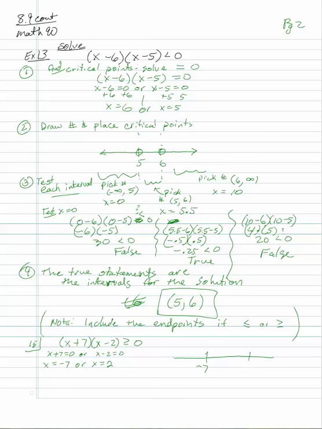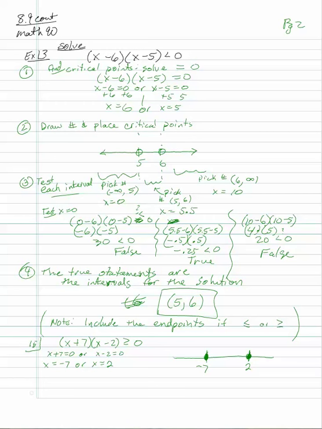Negative 7. You don't have to scale it. You just have to make sure that you have them in the right relative position, left and right. Okay, so negative 7, I'm going to put solid dots, again, because of the equal to. So those are going to be part of my solution set. So I'm going to have brackets when I write my interval notation.